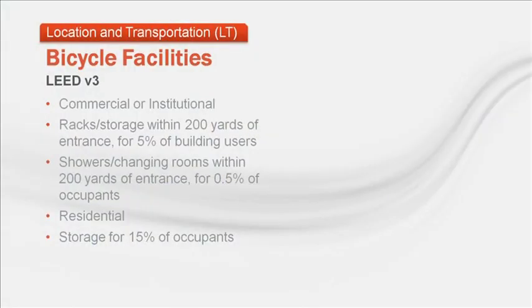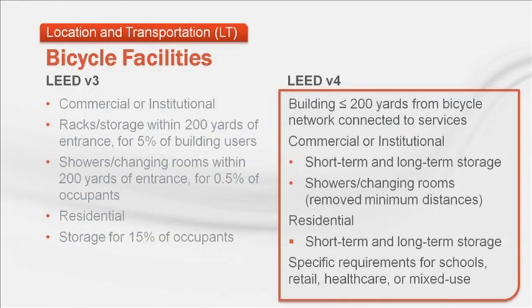In the past, critics of LEED would often joke that you could earn a point just for installing bike racks, even if the building was located out in the middle of nowhere. For version 4, the credit for bicycle facilities was rewritten so that earning this point now depends on the site. The building must be located within 200 yards of a bicycle transportation network that connects to various services like supermarkets, pharmacies, health clubs, and so on.